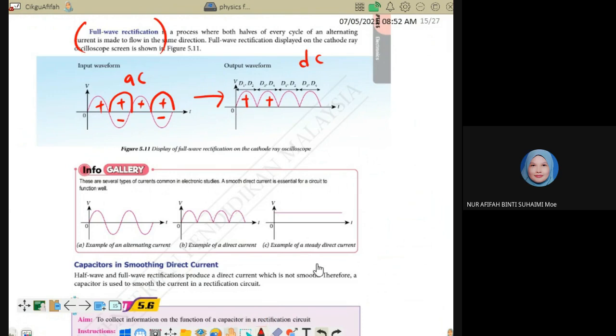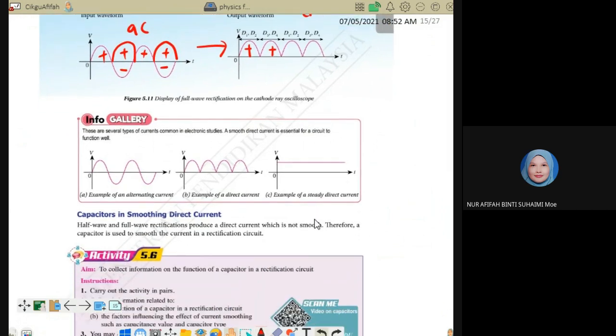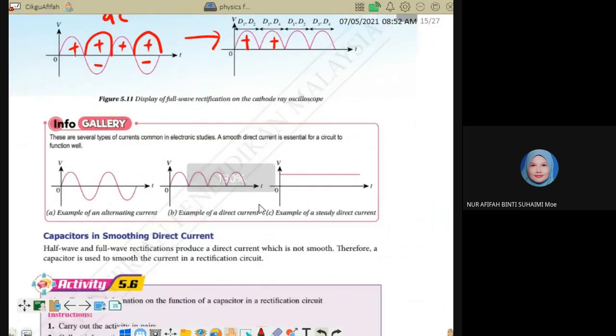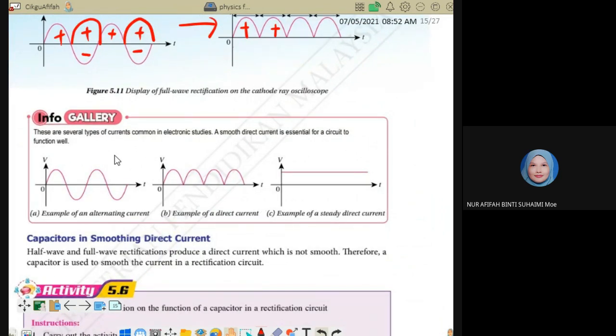Okay. And then we have 3 types of graph here. Okay, this is AC current. Okay, this one is AC current lah, the input. And then this is direct current. Okay, from the AC current, we change to the DC current by using 4 diodes. So the graph become like this. Okay, jadi apa ni? Nak panggil apa ni? Macam kalau bumper dia satu-satu je.